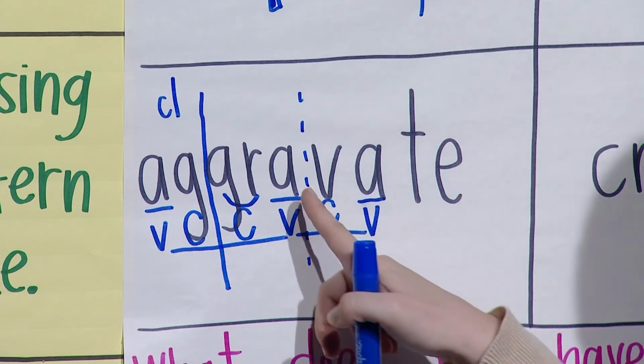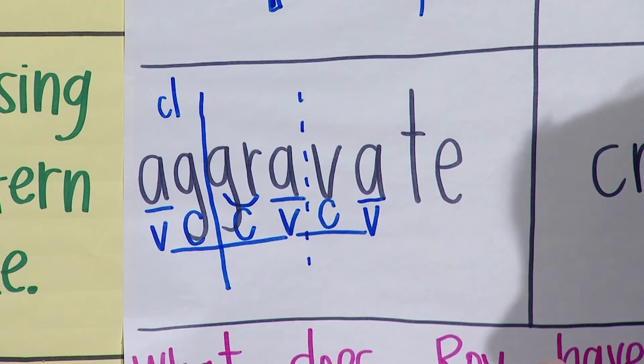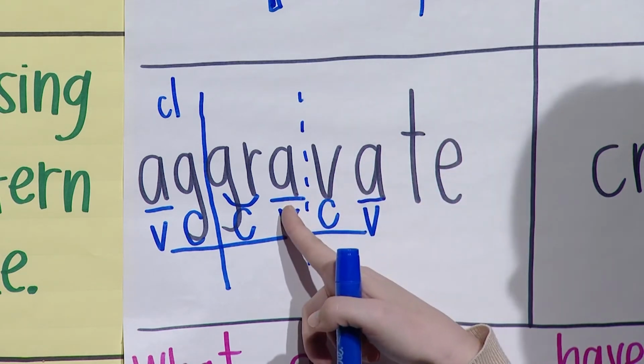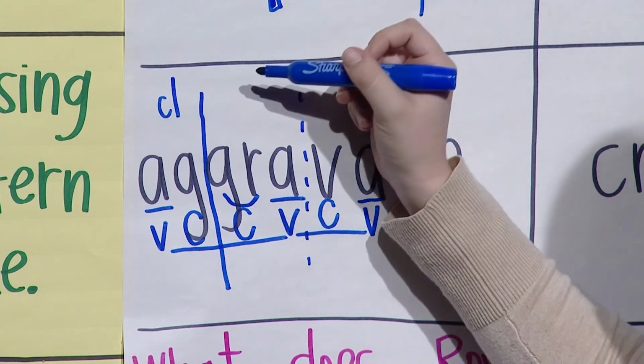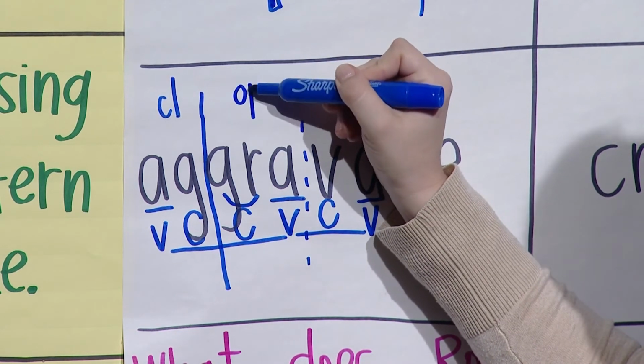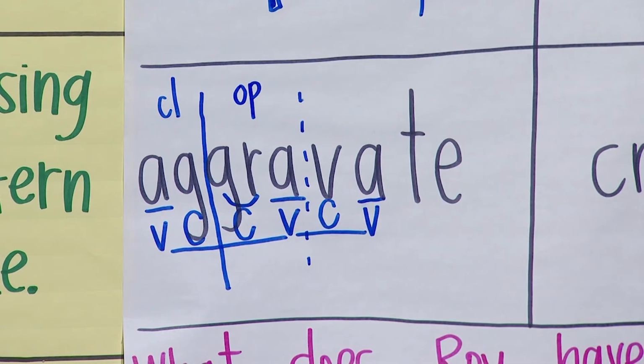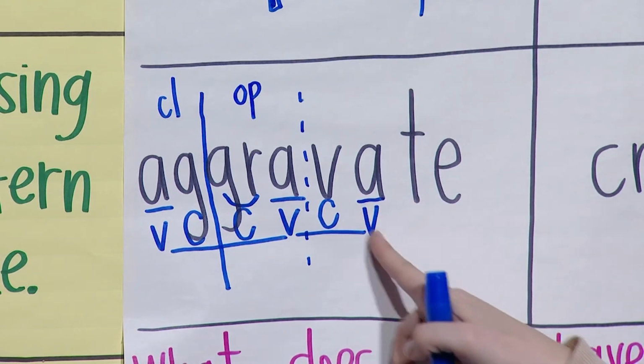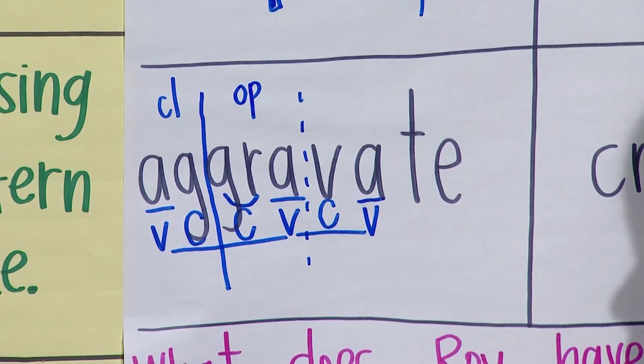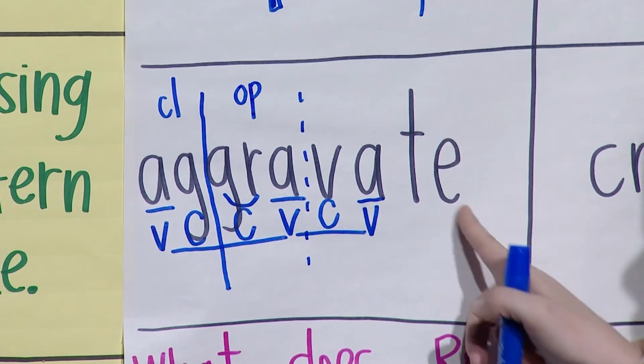What do you notice about our next syllable, G-R-A? I see that. It ends in vowel A, and we know that when the syllable ends in a vowel that's spelled with one letter, we consider that open. So let's label it O-P. And what do you notice about our final syllable? That's right. It ends with another vowel E.